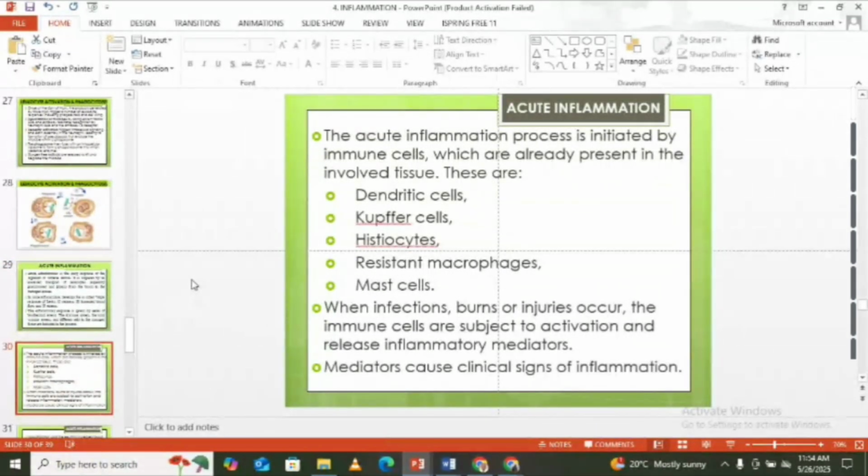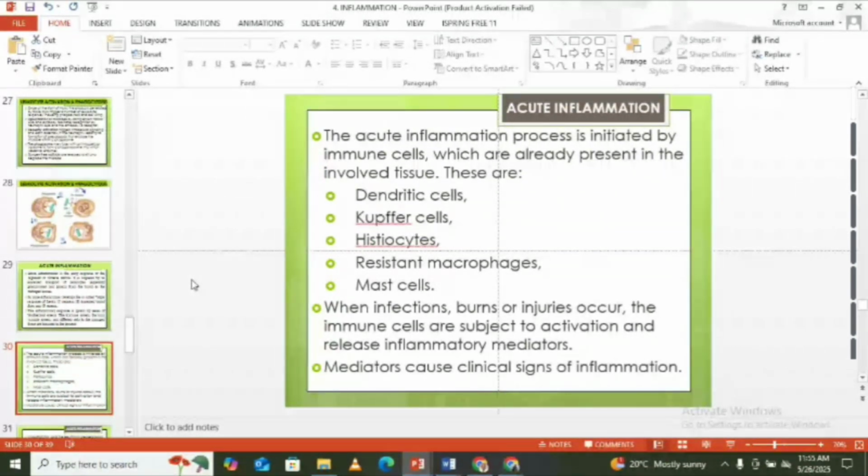So those are the three phases of inflammation. We have the types of inflammation, the acute and chronic inflammation.